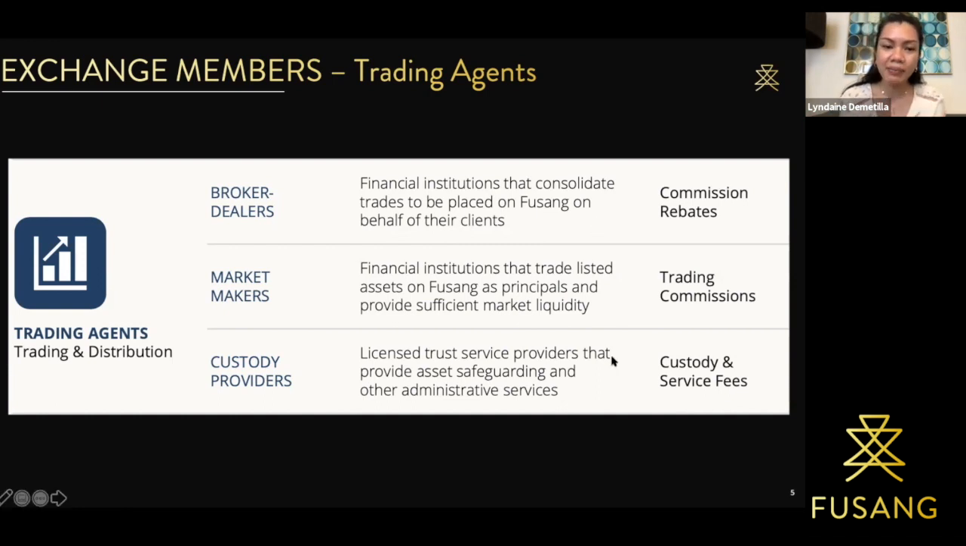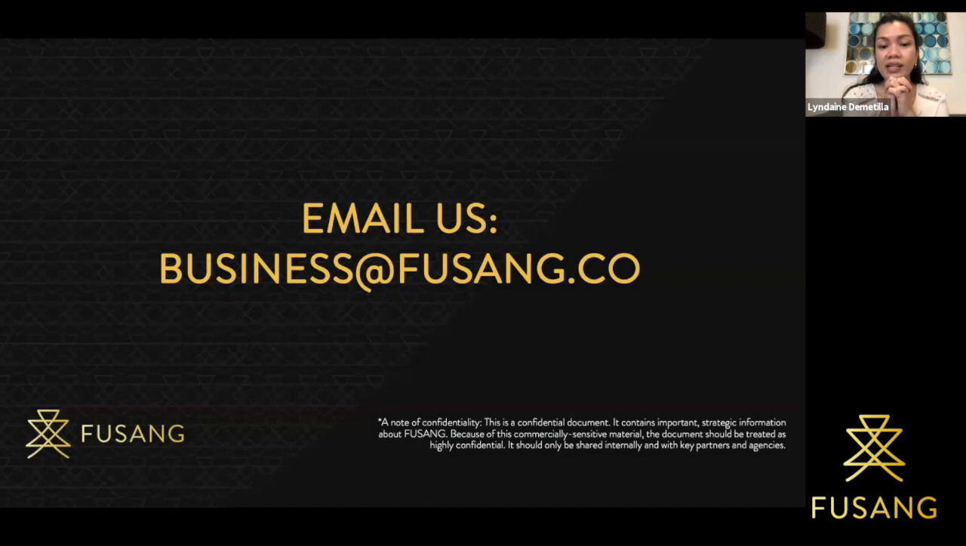Now, in terms of the application process, all you need to do is to provide us your name, your contact details, nature of business, the jurisdiction that you operate in, perhaps any licenses that you hold. So you can email us at business@fusang.co.